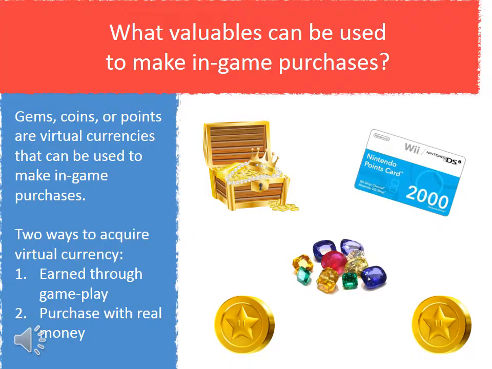So over the past few slides, I've talked about making in-game purchases within the freemium model. What valuables can be used to make these in-game purchases? Well, each game kind of has their own virtual currency, but they're commonly found as gems, coins, or points. There are two ways that you can acquire the virtual currencies. First, you can earn it through gameplay. This is still considered a valuable because it costs you your time.